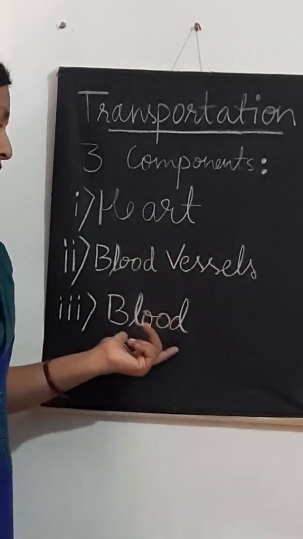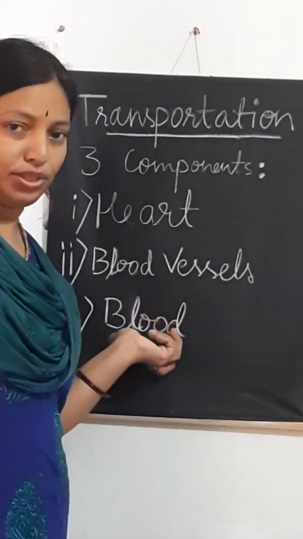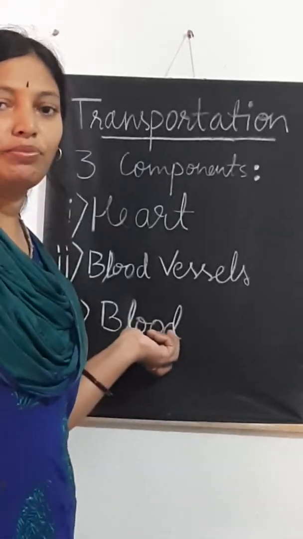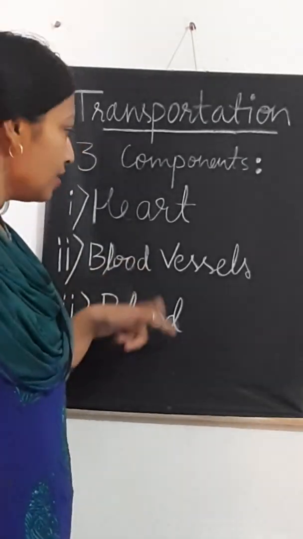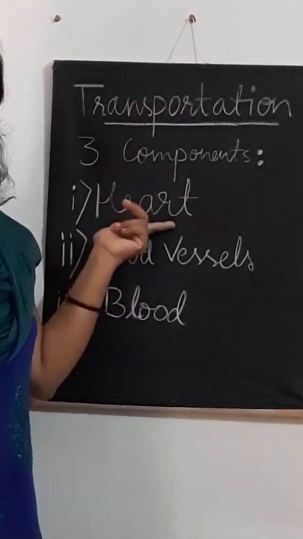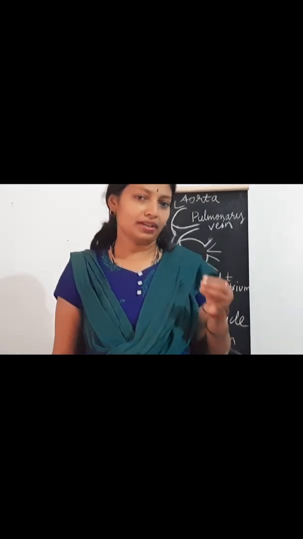Okay. What is blood? You have learned this in 9th standard. Blood is a fluid connective tissue. It is red in color as it contains the pigment hemoglobin. Okay, we'll learn about these two later. First, we'll start with the first component of the transportation system, that is the heart. Right? You have studied about the human heart before.